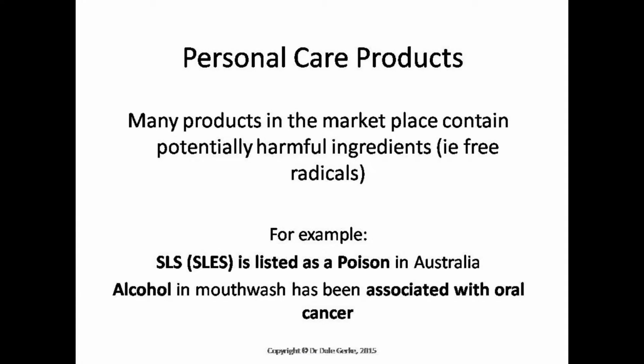We now have to look at personal care products, many of which have free radicals included in them with the ingredients. Many of these ingredients are potentially harmful because they have high concentrations of free radicals. For example, there's sodium lauryl sulfate, or SLS for short, or its derivative SLES. Now that's actually listed as a poison in Australia. Can you believe that? That there's an ingredient that's listed as a poison in Australia, but in India, for example, no one even knows that it's a potentially harmful ingredient.